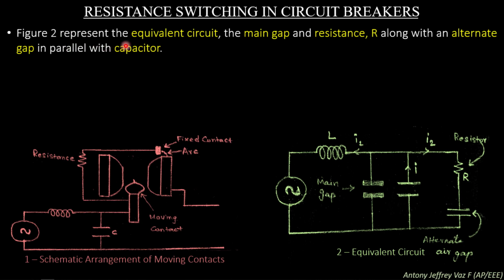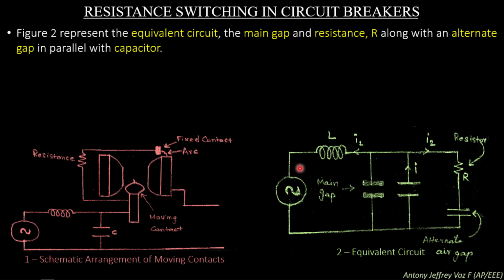Figure 2 represents the equivalent circuit: the main gap and the resistance R along with an alternate gap in parallel with a capacitor. You can see in the second figure, this is the equivalent circuit of the schematic arrangement of the moving contact. In the equivalent circuit, you see a main generator which is generating the power and delivering it to the long transmission line through the bus bar and the transformer setup.